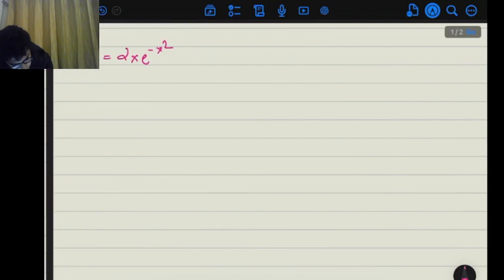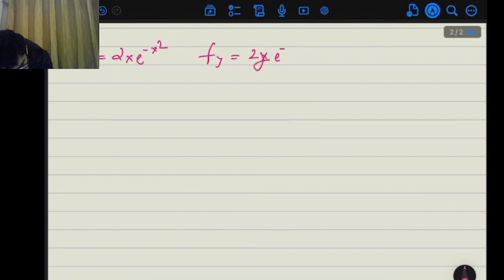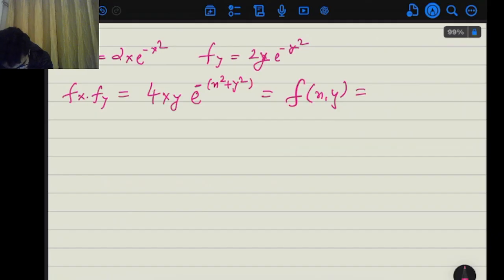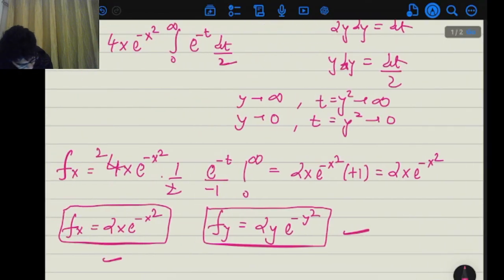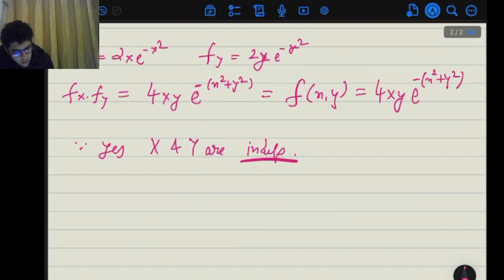Now my fx was 2x e to the power minus x square, and fy was 2y e to the power minus y square, right? So fx into fy becomes 4xy e to the power minus x square plus y square, and this is actually equal to f of x comma y, because my f of x comma y was equal to 4xy e to the power minus x square plus y square. Therefore, yes, x and y are independent. Also here I need to mention that x is greater than 0, y is greater than 0, right?